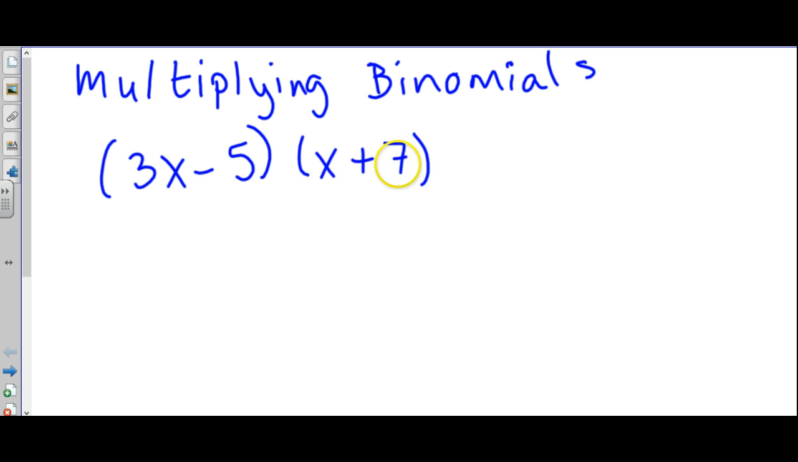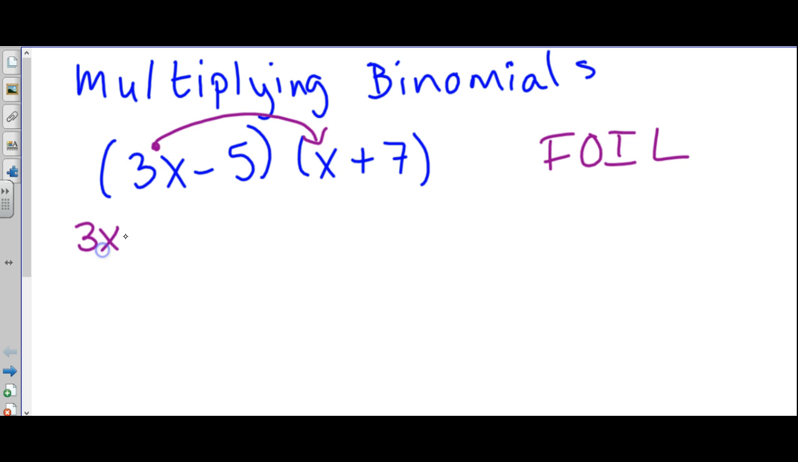So when you are multiplying binomials together, there's a couple different ways to remember this. There's the FOIL method, there's what we call the rainbow method, where you just use arrows to point. But they're all leading to the same thing of doing the first term 3x times the first term of the second set of parentheses, so 3x times x. Then you'd have to do the 3x times the 7.